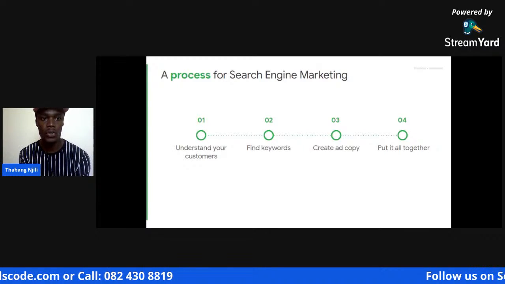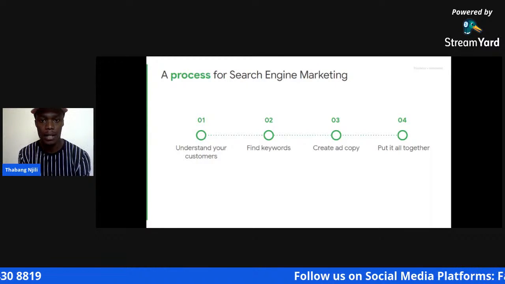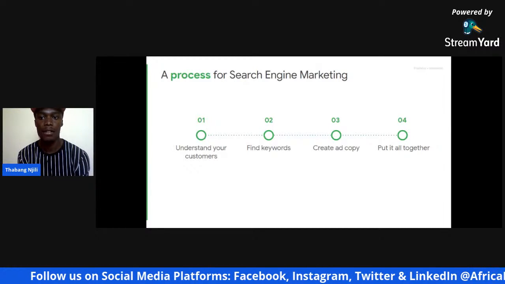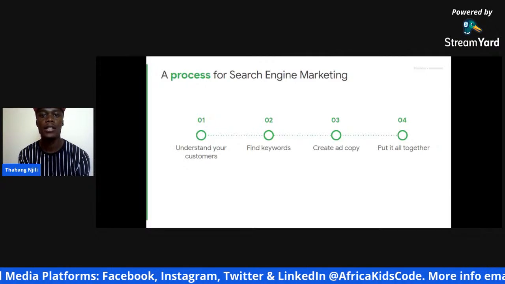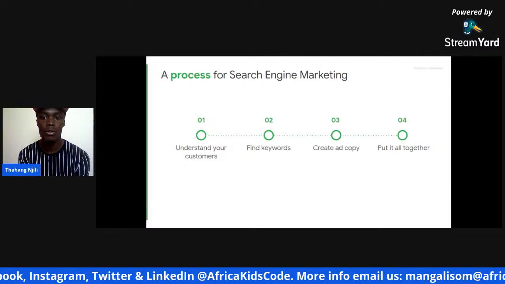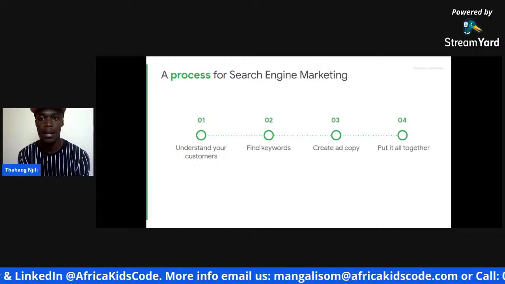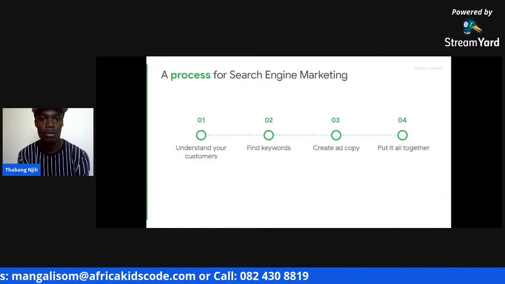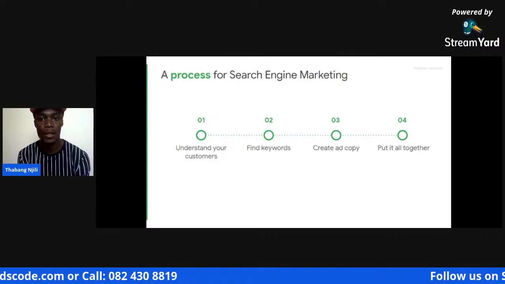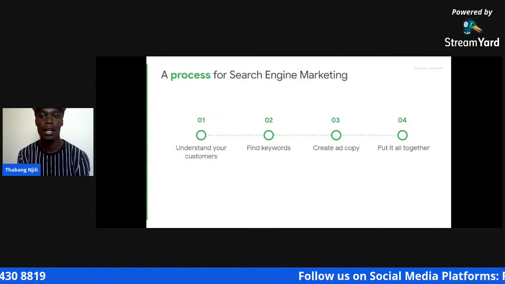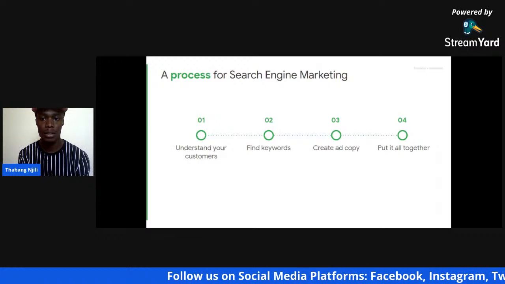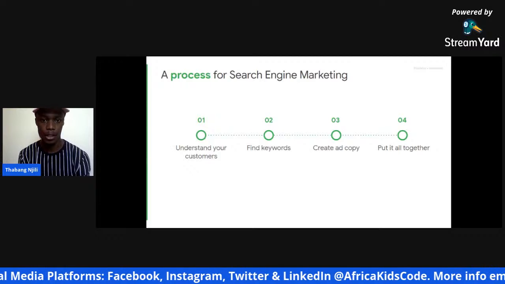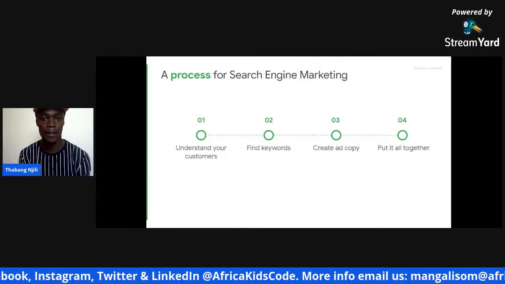A process for search engine marketing. Understand your customers. This is what makes everything else happen. Find keywords. We need to brainstorm good keywords to bid on that might be relevant to our target audience. We also need to create ad copy. In order to create good ads, we need to understand what our target customer wants. And we also need to put it all together.